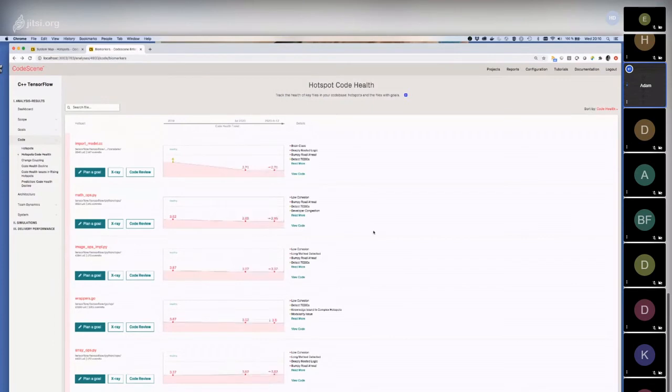So that was a very quick tour of how I investigate hotspots. There are a few other things I would like to point out to you.